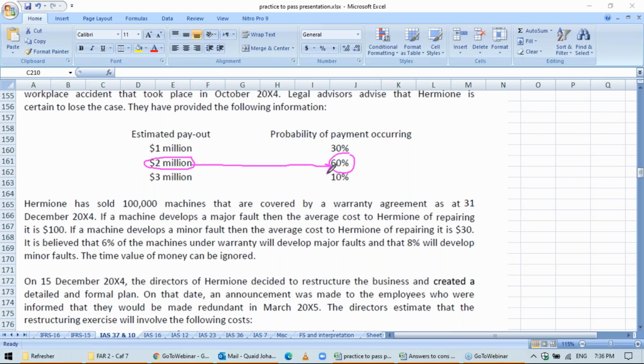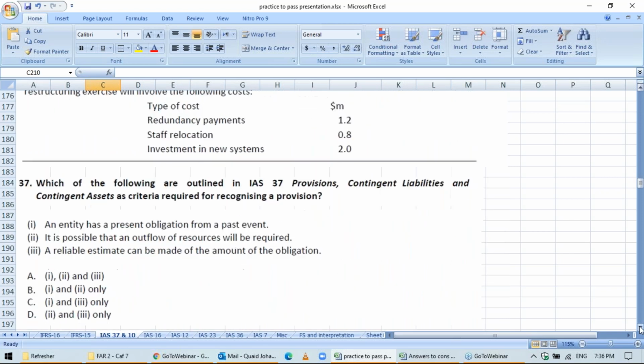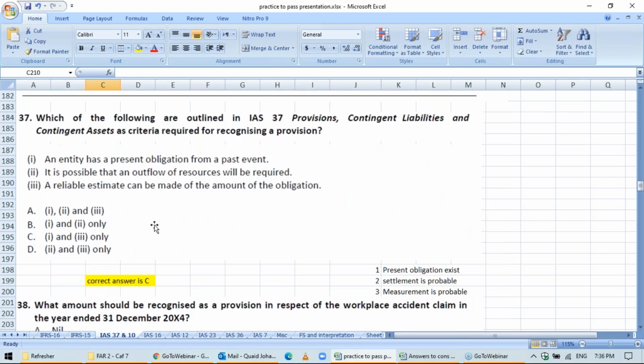So this will be recognized because there's a single obligation. So the correct answer is 2 million in this case. Nothing to do, you just have to select the amount. So a very easy one. You didn't have to do a lot of calculations in this. If you get a lot of these type of questions, you can save a lot of time. But things are calculated in the exam. The questions are pitched according to calculation of time as well.